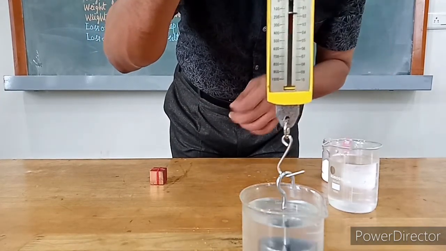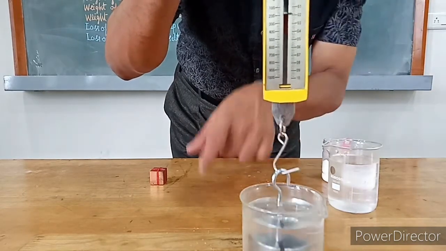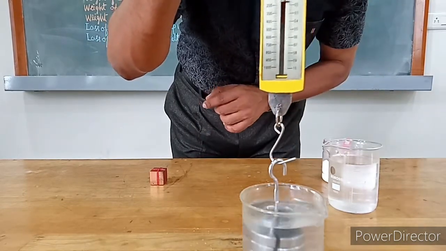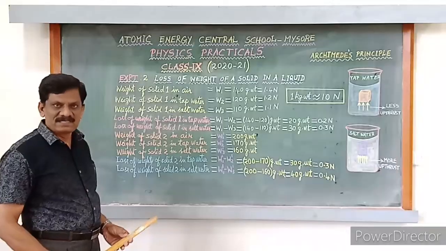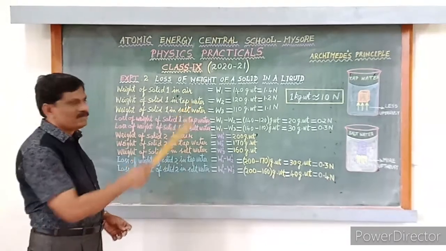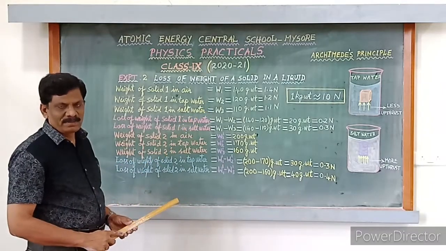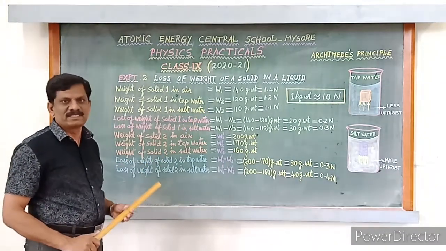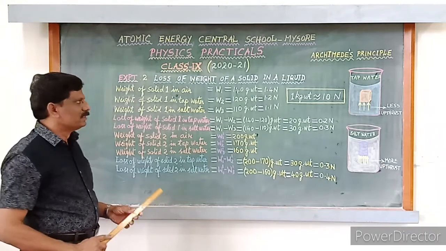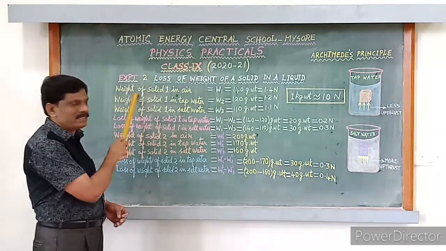Whatever observations I have made in the notebook, I am going to write on the board. Are you ready? Yes, students. All the observations we have taken, I have written on the board. Now how to do the calculation, I am going to explain to you. So first, what we did, I will explain.